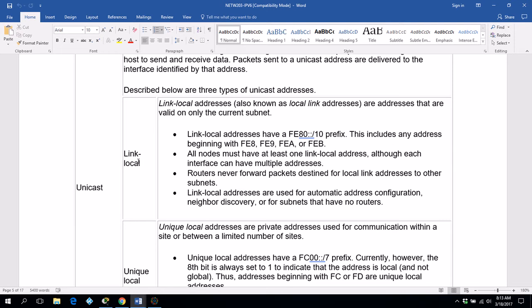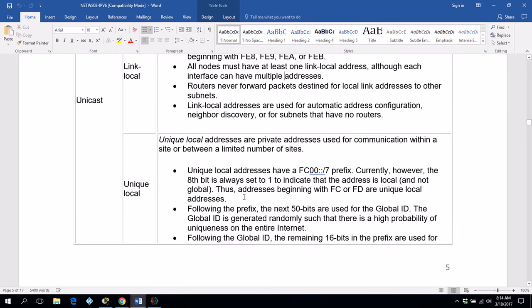For example, the first address is a link-local. Any address that begins with FE8, FE9, FEA, or FEB is called a link-local, the first 10 bits of the address. The link-local address is the one that you use to communicate with anyone inside the LAN. You cannot use that address to go outside your LAN. If you need to go outside your LAN, you're going to need to use either a unique local or your global address. But a link-local is the one that you use to communicate inside your LAN.